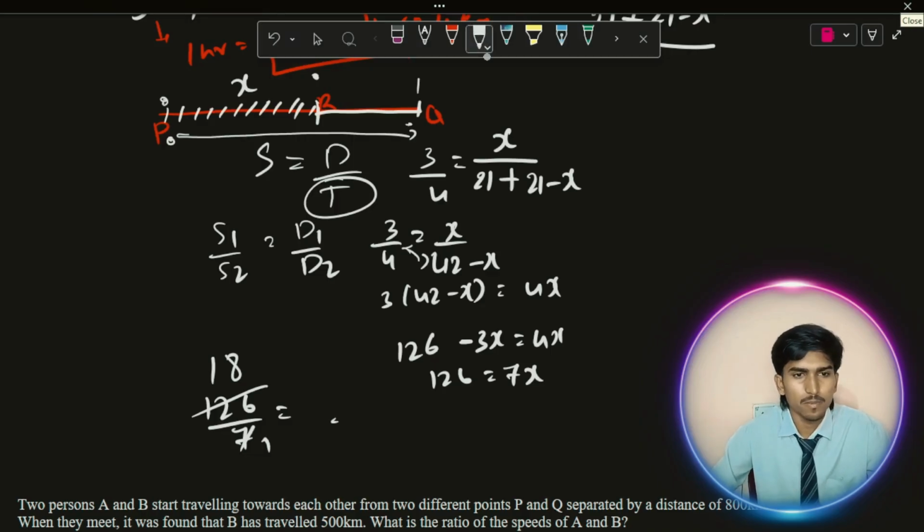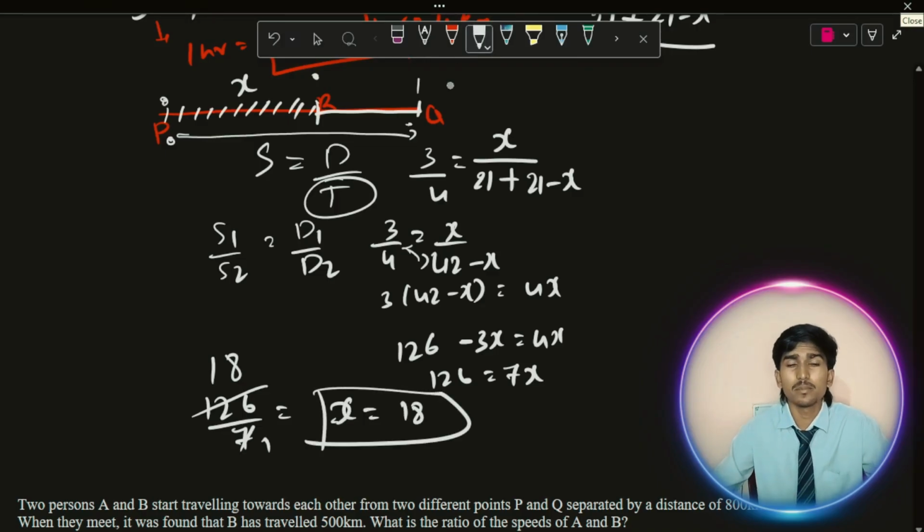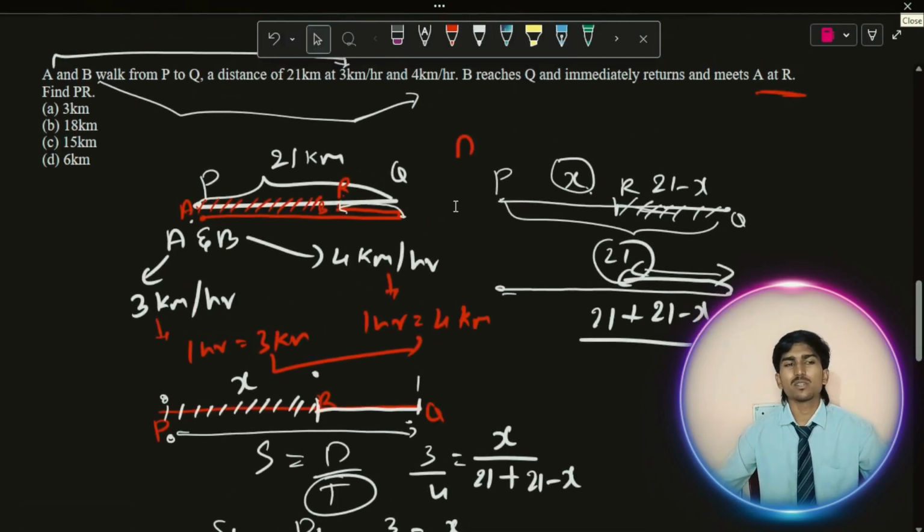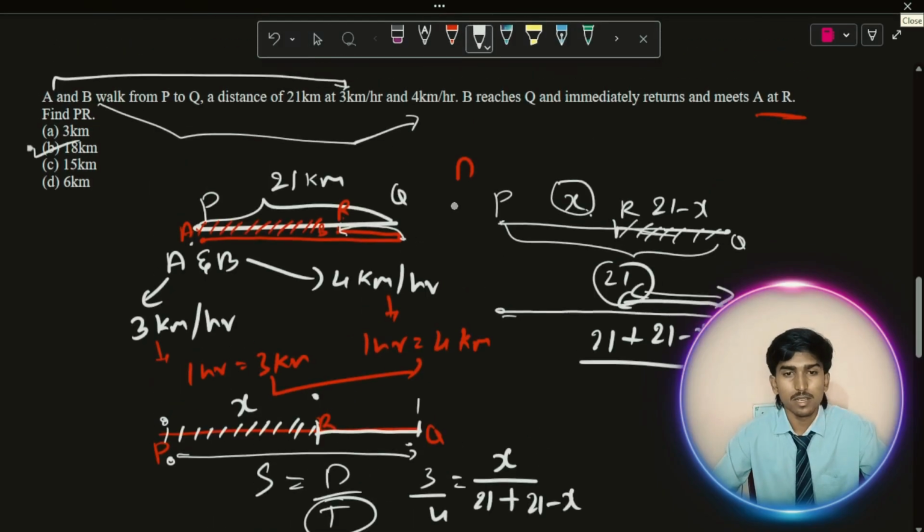X is equal to 18 is the answer. Very simple. See, the main thing is you should write down the given data. Answer is 18 kilometers because it's given in kilometers. See, 3 kilometers, 4 kilometers.